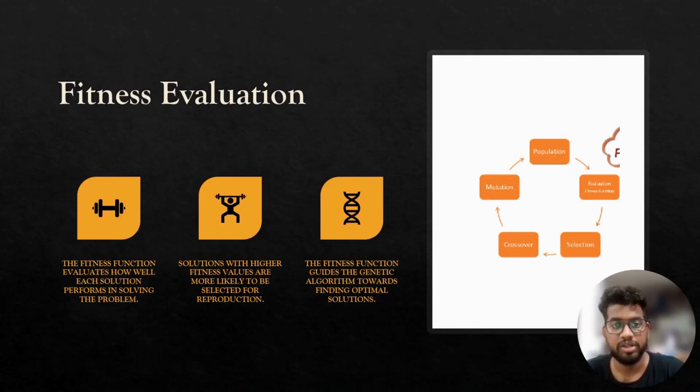Fitness evaluation. The fitness function evaluates how well each solution performs in solving the problem. Solutions with higher fitness values are more likely to be selected for reproduction. The fitness function guides the genetic algorithm towards finding the optimal solution. It evaluates how close a solution is to the desired outcome. It assigns a numerical value to each chromosome based on its performance or suitability for the given problem. The goal is to maximize or minimize the fitness value depending on the optimization objective.